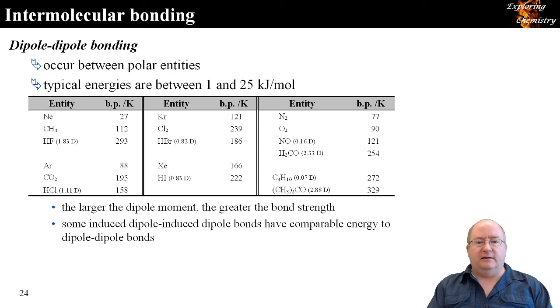Over on the right-hand side, nitrogen and oxygen are both things that have no dipole moment. As soon as you form NO, that small difference in electronegativity gives it a small dipole moment, and the boiling point is slightly higher. When you put in more bonding electrons and more difference in electronegativities to form CO bonds and the like, you get a larger dipole moment, and the boiling point is considerably higher. And the comment at the bottom: some induced dipole bonds have comparable energy to dipole-dipole bonds. CO2 versus HCl, xenon and HI are comparable. Okay.